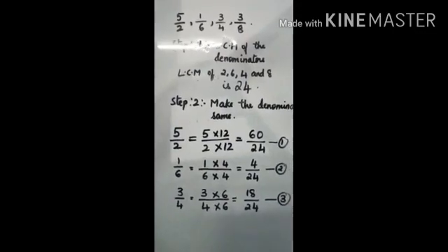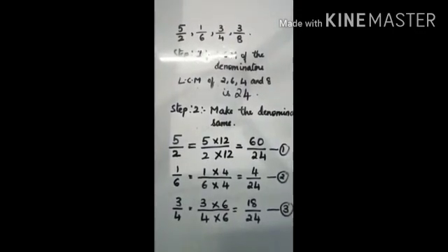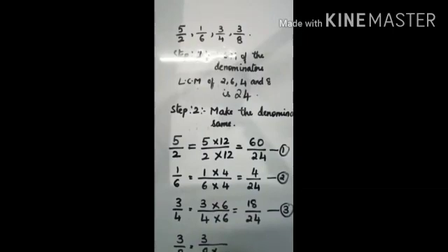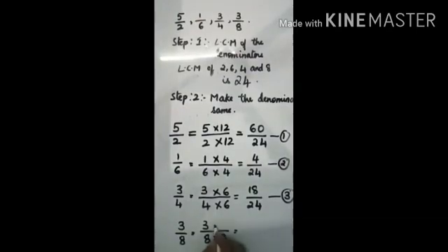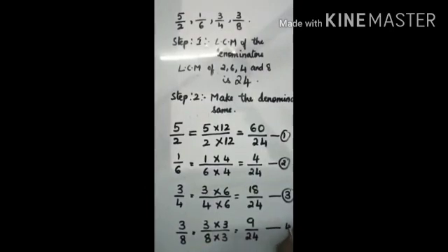Now comes the last fraction. That is 3 by 8. I have to multiply 8 with some number so that I get 24. That is 3. I can multiply by 3. 3 3s are 9. 8 3s are 24. This is my fourth fraction.